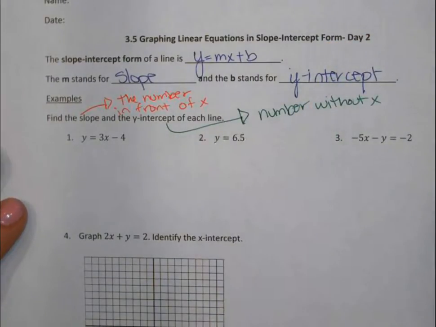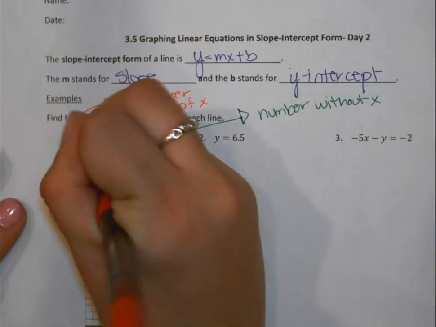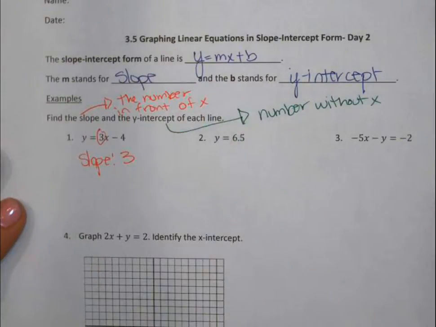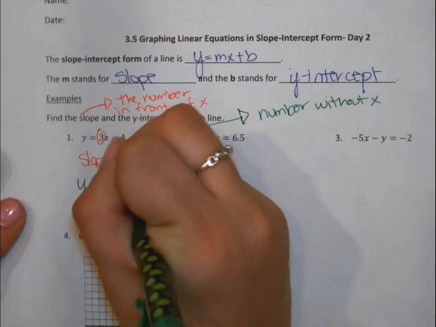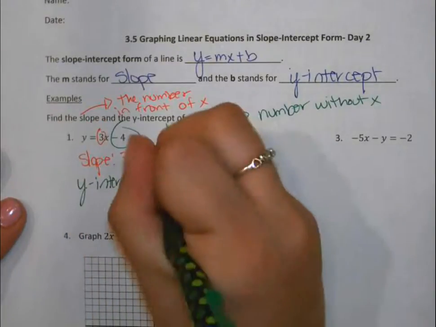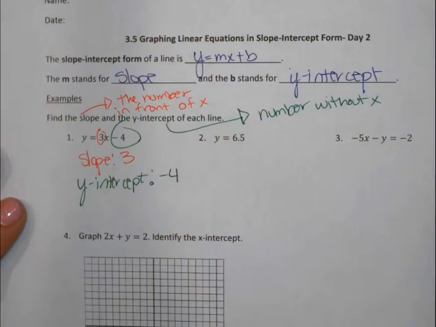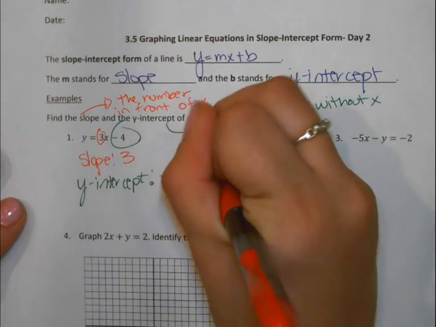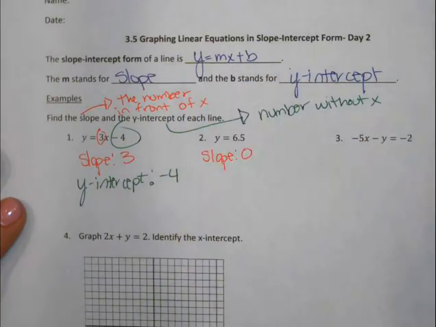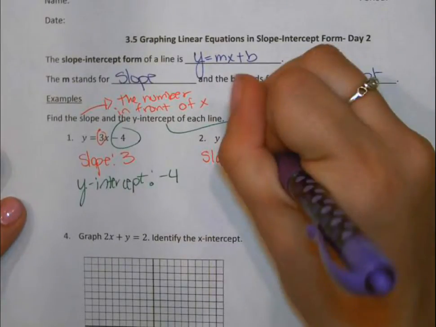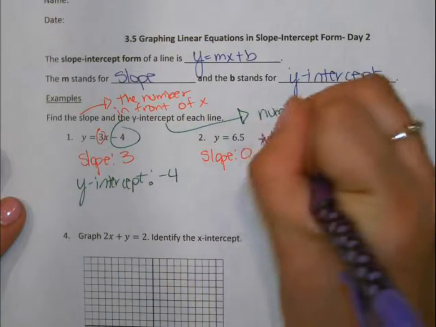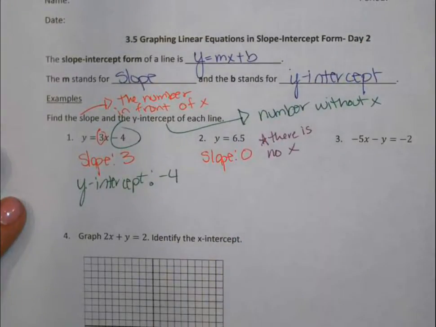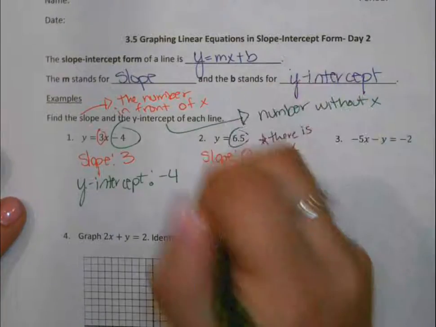So my slope on number 1 is the number in front of the x, which is 3. My y-intercept is the number all alone without an x, which is going to be the negative 4. On number 2, my slope is 0. This is because there is no x. Then my y-intercept is the number all alone, so the 6.5.